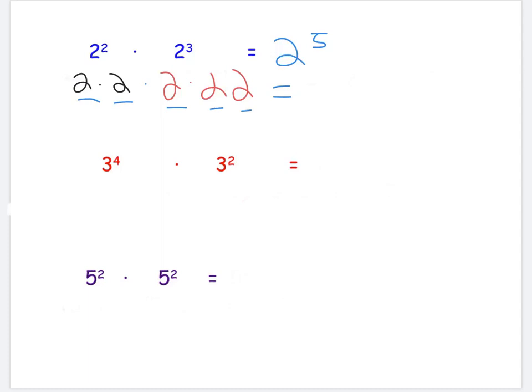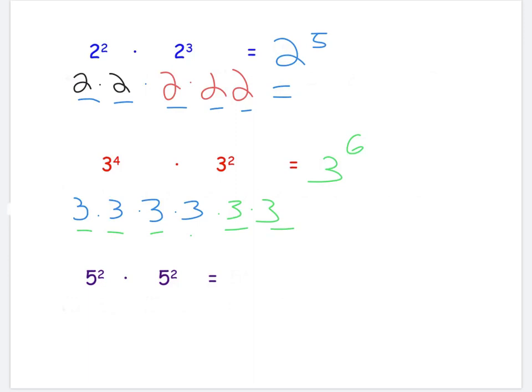I'm going to do the same for the other 2 examples. 3 to the 4th power times 3 squared. 3 to the 4th power means 3 times 3 times 3 times 3. And then 3 squared is 3 times 3. If we multiply them all together, our base is still 3, but this time we have 1, 2, 3, 4, 5, 6. So our answer is 3 to the 6th power.